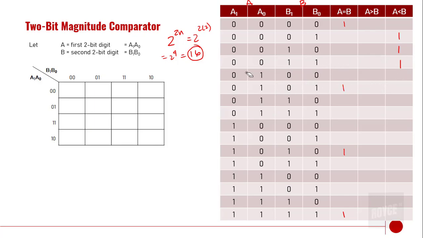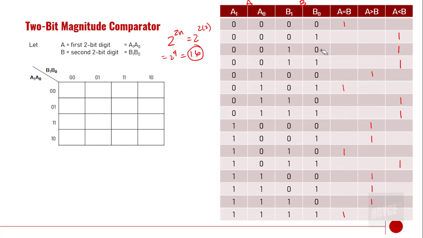0, 1, 0, 0. So, mas malaki ngayon si digit A. So, that would be A is greater than B. 0, 1, 1, 0. So, mas malaki si B ngayon. 0, 1, 1, 1. Mas malaki pa rin si B. 1, 0, 0, 0. Mas malaki si A. 1, 0, 0, 1. A is greater. 1, 0, 1, 1. So, B is greater. 1, 1, 0, 0. This will be A is greater than B. 1, 1, 0, 1. A is greater than B. And 1, 1, 1, 0 is A is greater than B.